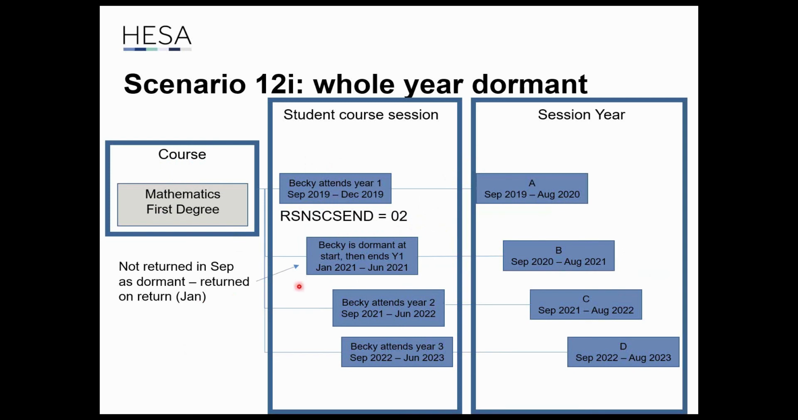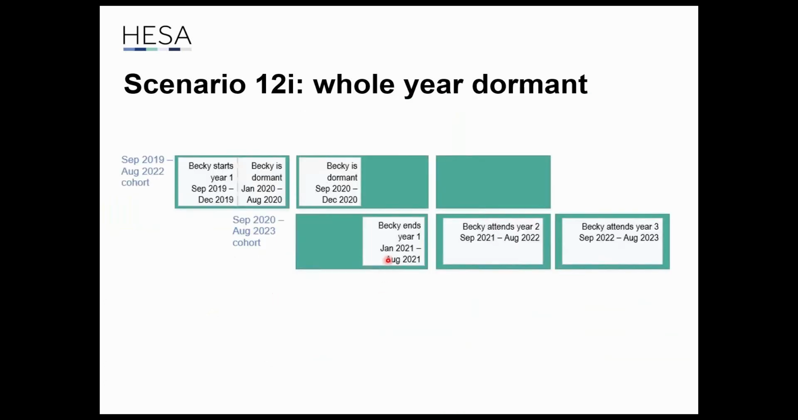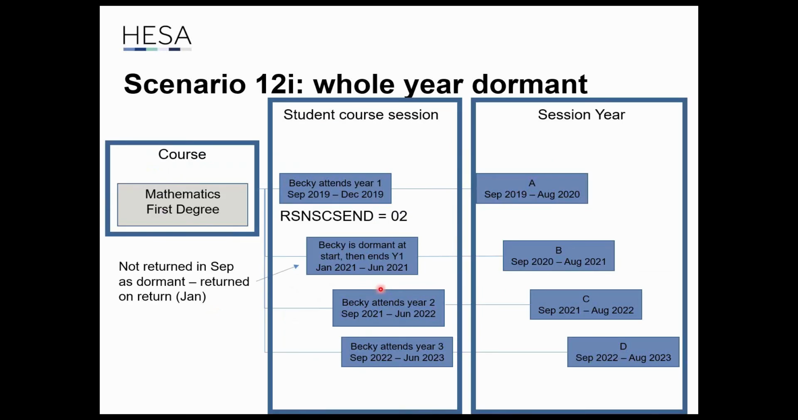Then when she comes back, she's not returned straight away because the provider has already told us she's gone dormant. So she doesn't need to be returned until she comes back, which, flicking back to the diagram, is in January 2021. So that's when she's next returned. She's finishing off the year. So she is attached to a bucket, which might look a bit weird because she's not starting from September. She's actually starting in the middle of this session year B. But that's okay because we know that's what she's done. And so she carries on for the rest of that year.